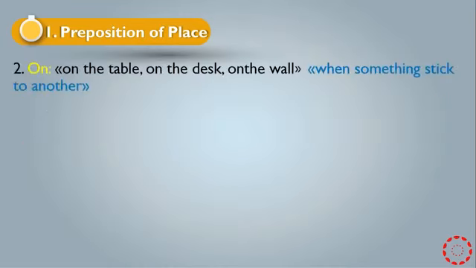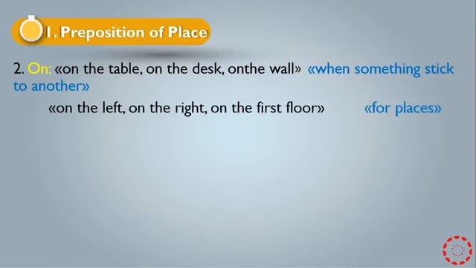The second one we have is on. For example, on the table, on the desk or on the wall. It is used when something sticks to another something. Also it is used for places, for example, on the left, on the right, or on the first floor.